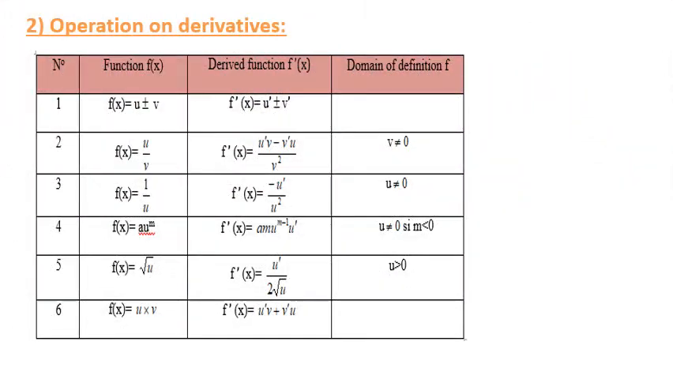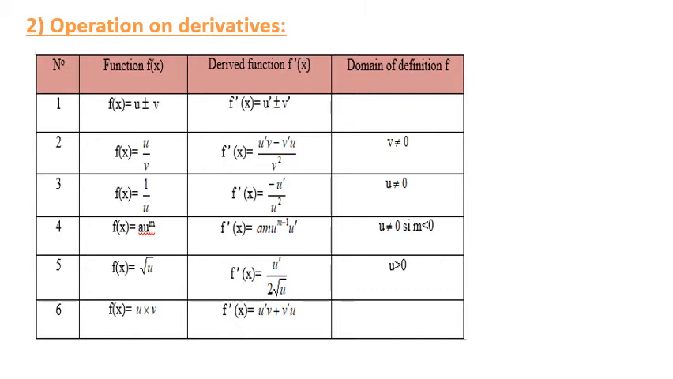On derivative: 1. The derivative of u plus or minus v is u prime plus or minus v prime, where u and v are two functions in terms of x. The derivative of the form u over v is f prime equals u prime v minus v prime u over v power 2, with the condition v not equal to 0. The derivative of 1 over u is minus u prime over u squared, with u not equal to 0.